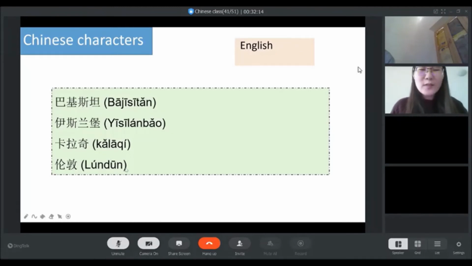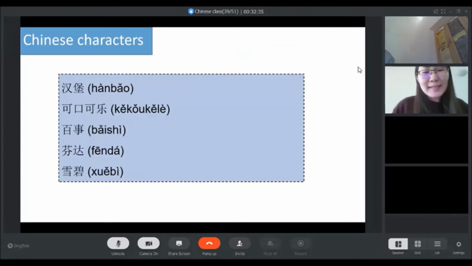If you say London in China, most Chinese people who cannot speak English will not know which city that is. But if you say 伦敦, they all know, oh, that city. 伦敦, 卡拉奇, 伊斯兰堡, 巴基斯坦.